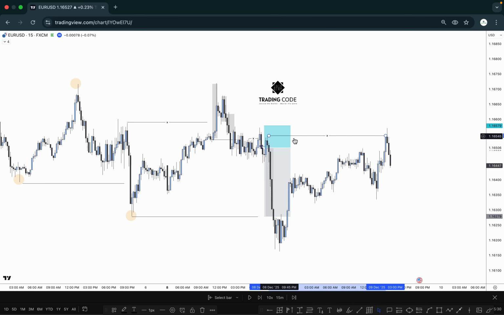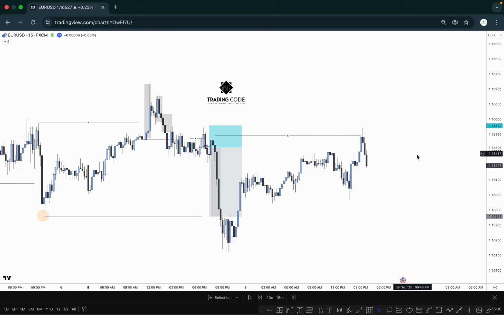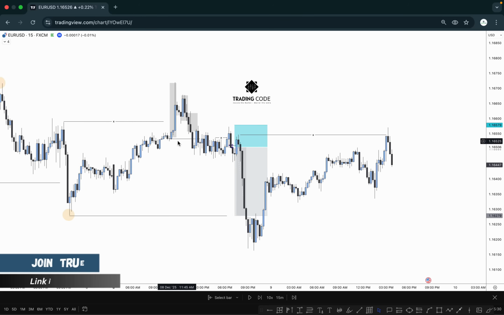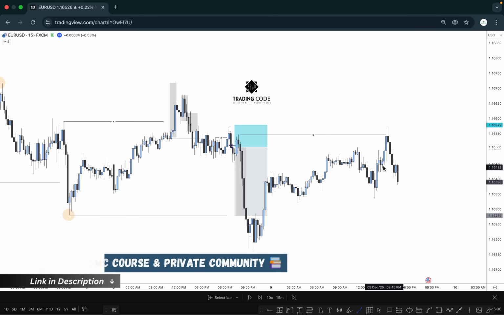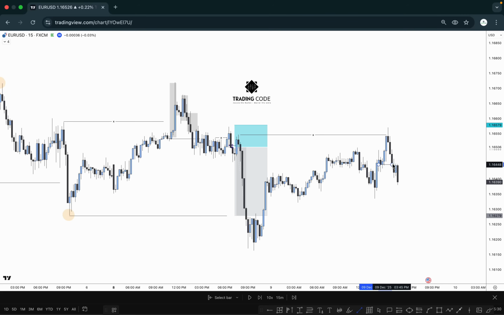This one broke the structure briefly, which means the inducement is taken out. After taking out the inducement, what are we looking for here? As I told you at the start, the market should break the recent low in the same higher time frame. As you can see, the market broke this low, and once the market broke this low, we can switch immediately to the 5-minute time frame.